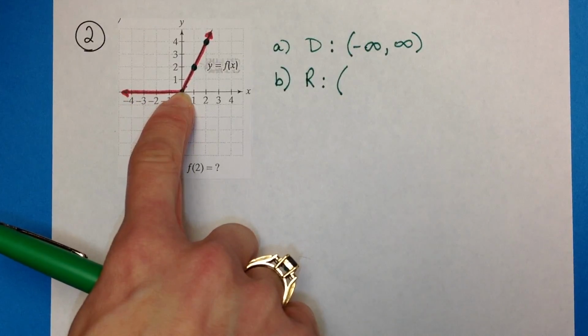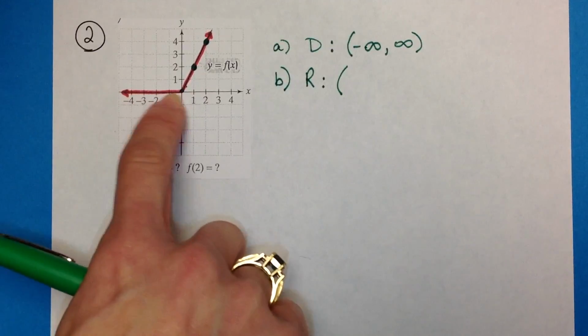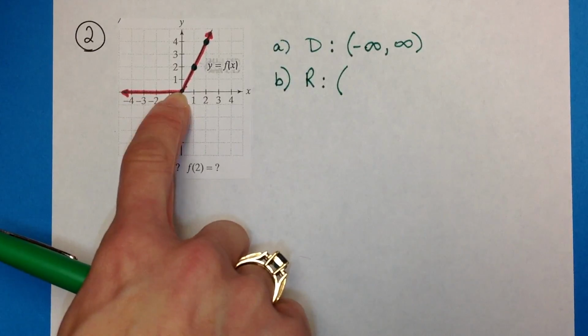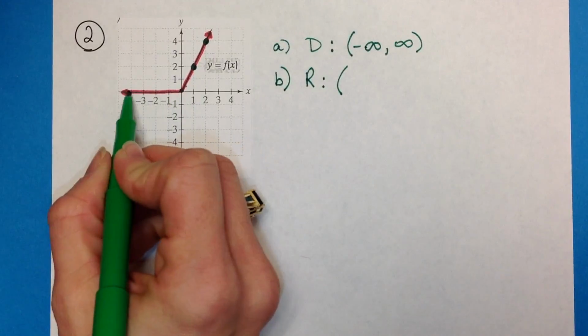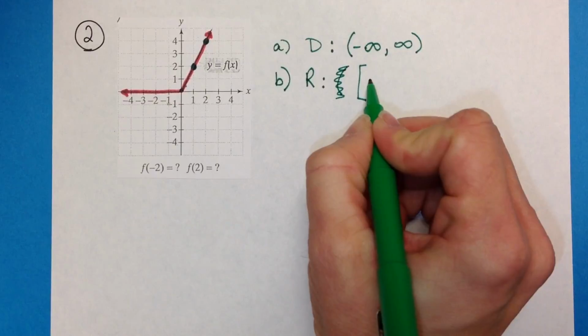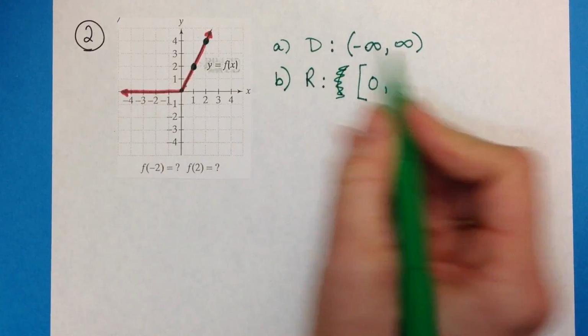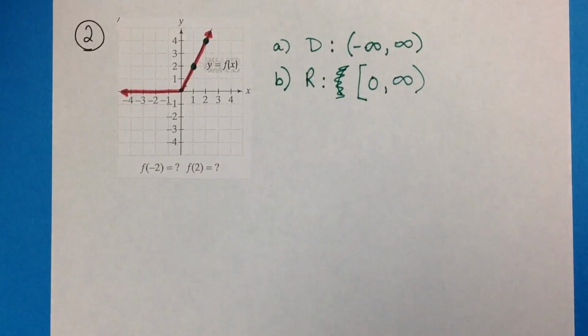Now, range is y, so the y value of all of those points, because they're all lined up side by side, the y value is 0. Now, those points are all included on the graph. So actually I need to put a bracket because it would start at 0 and then it does go up forever. So that would be [0, infinity).